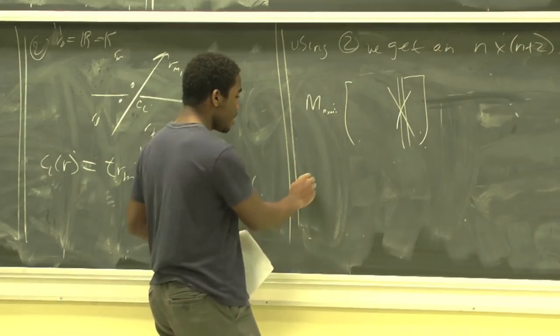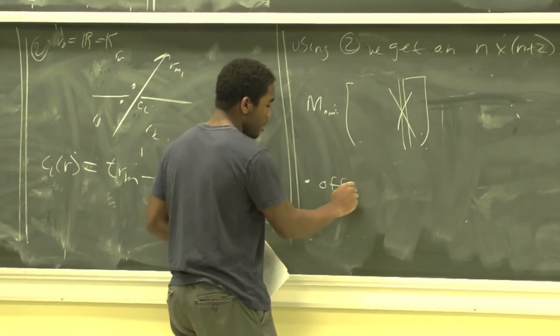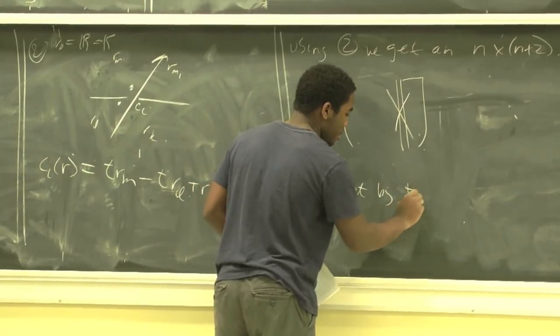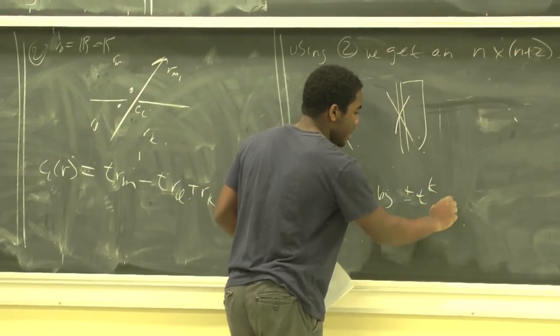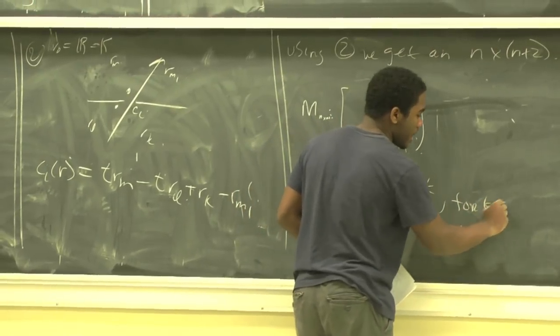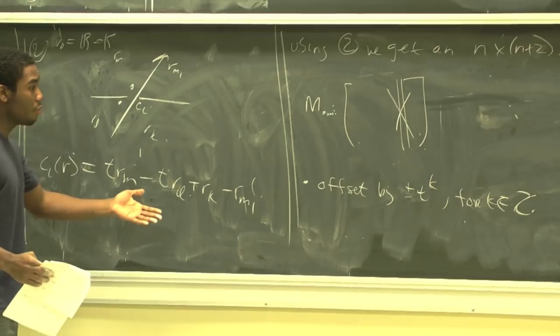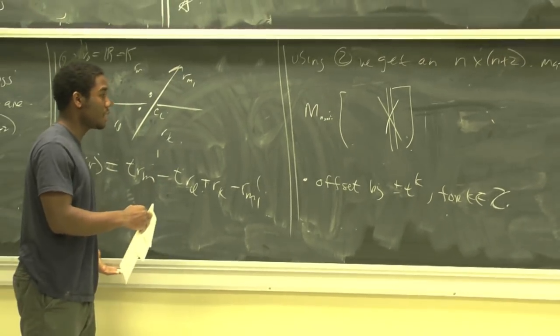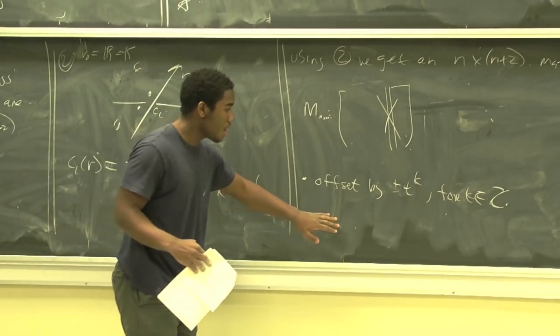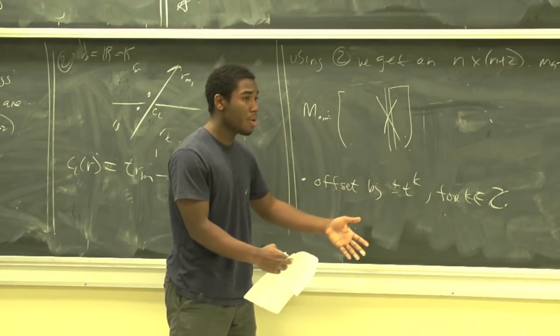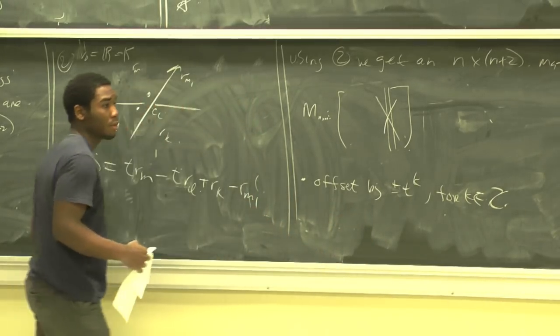It only messes it up by, so we're only offset by plus or minus t to the k for k in Z, right? And to actually remedy this result, he just normalizes it at the end. So when we get to our ending polynomial after we finish taking our determinant, we take out the largest power of t, right?